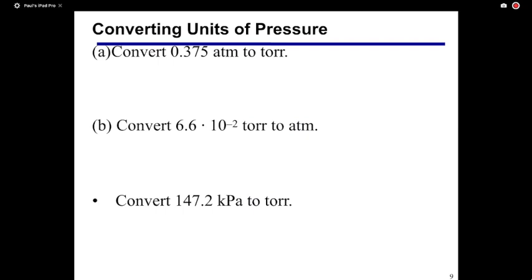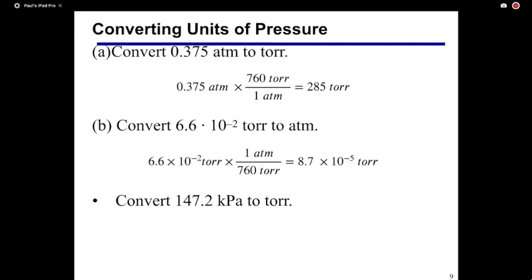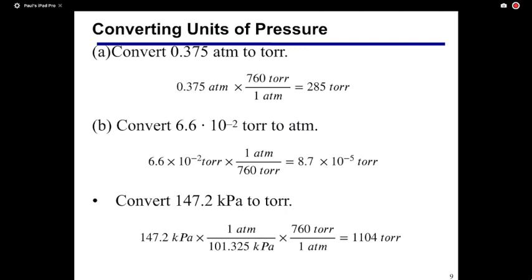If I want to go ATMs to torr, it's just a conversion factor. 1 atmosphere is 760 torr, and you can calculate the torr. If you want to change torr to atmosphere, this is the same conversion factor. I just use it in a different way. Or kilopascals to torr, okay. You could actually do this.